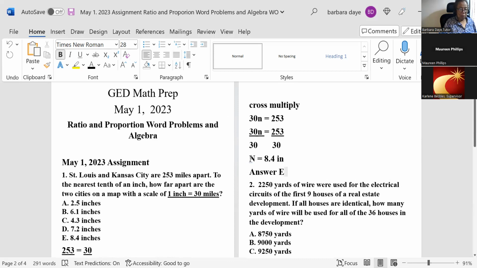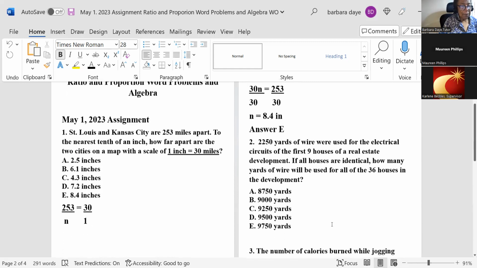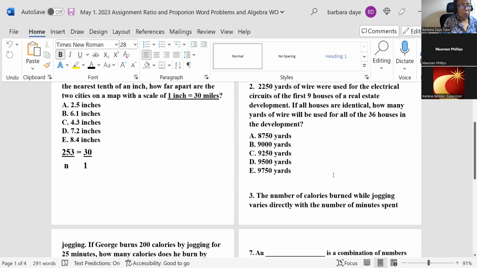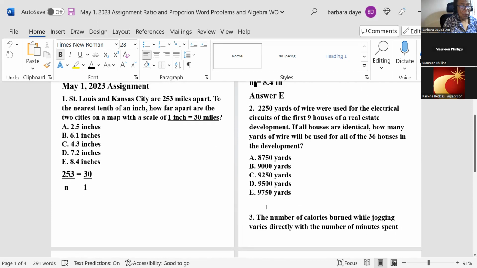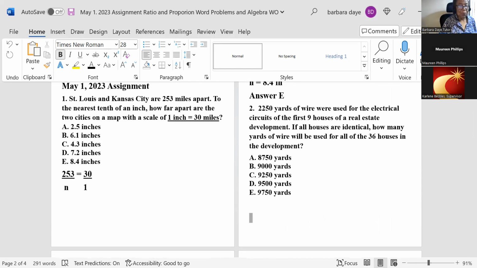Very good. Mercedes sent me hers, and she did well. She had one, two, three, and I think she only missed the last one. Now, Maureen, did you do number two? What answer did you get for number two? I get 9000. That's right. Answer B, because we got 2250 for 9 houses.